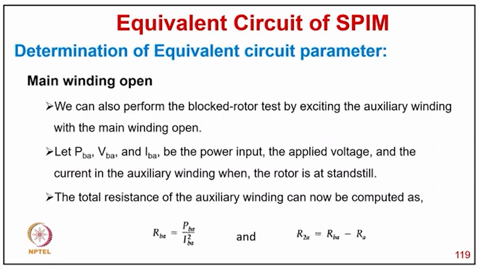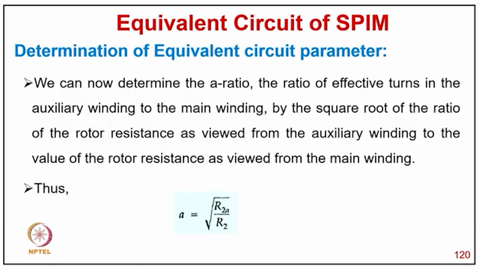Now, coming to the main winding open circuit test, we can also perform the blocked rotor test by exciting the auxiliary winding with the main winding open. Let PBA, VBA and IBA be the power input, applied voltage and current of the auxiliary winding with the rotor blocked. The resistance of the auxiliary winding is RBA equal to PBA over IBA square, and R2A will be RBA minus RA.